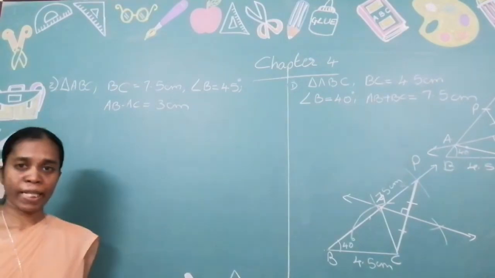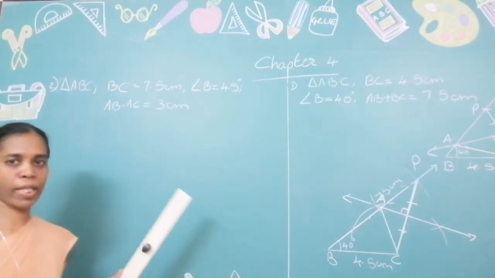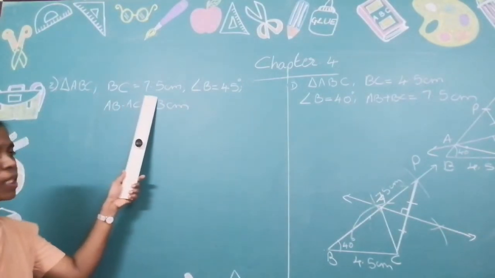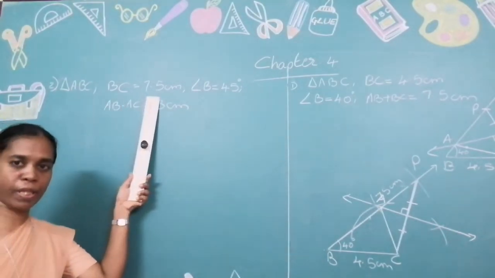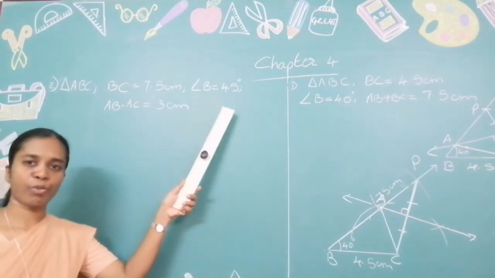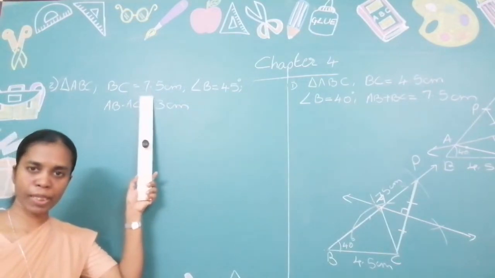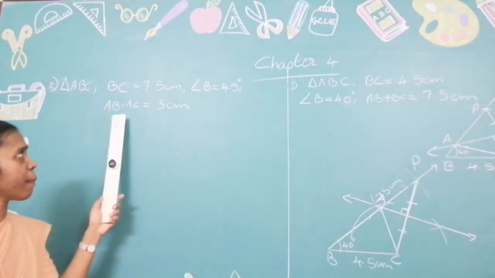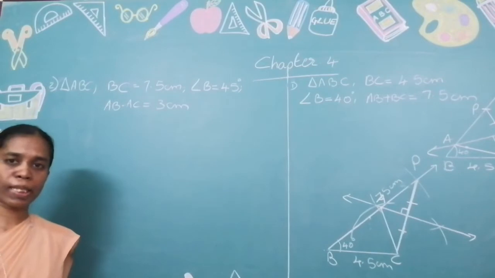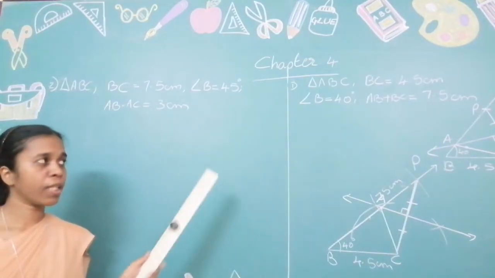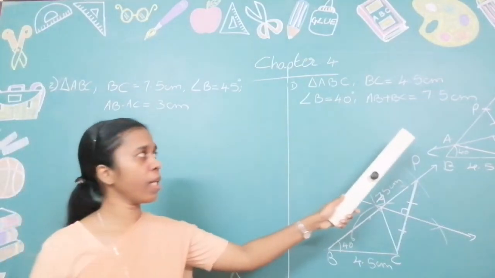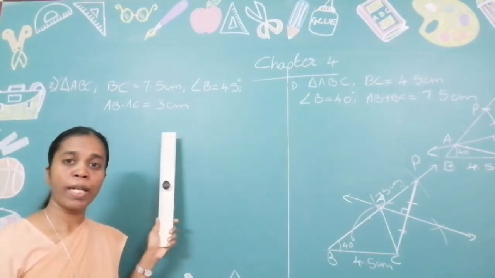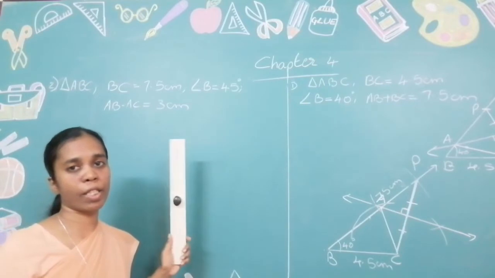Okay, now we will go for the next type of construction. We have to construct triangle ABC in which BC is equal to 7.5 centimeters, angle B is equal to 45 degrees. So you are given the base, you are given one of the base angles, and then AB minus AC is equal to 3 centimeters. In the previous case, you were given the sum of the other two sides. Here what is given to you? The difference of the other two sides.